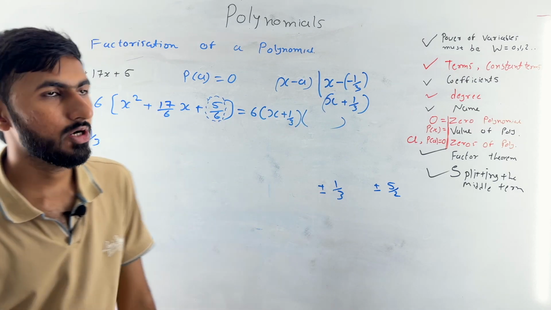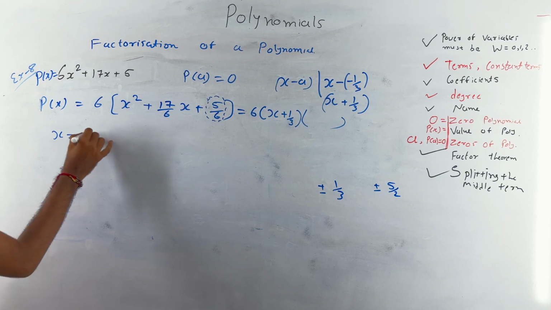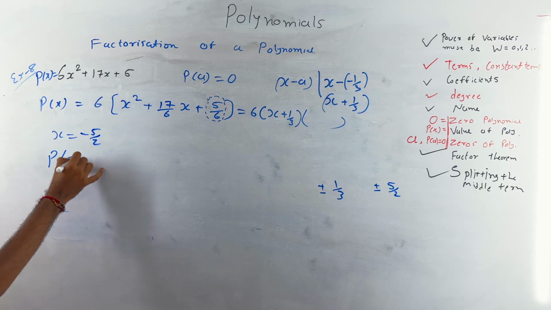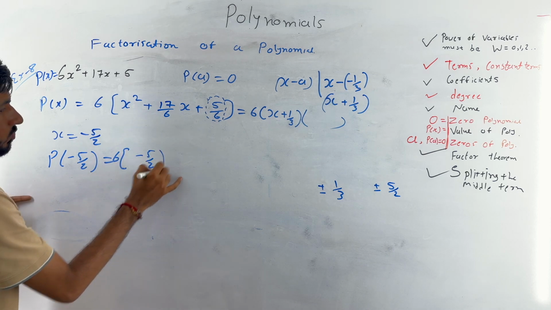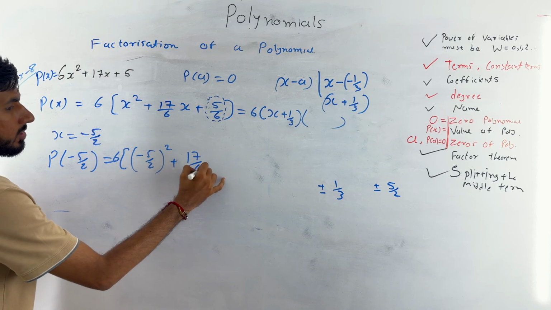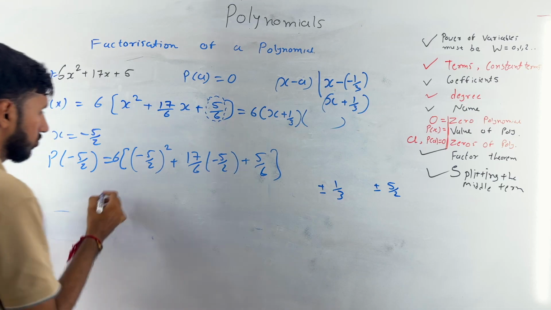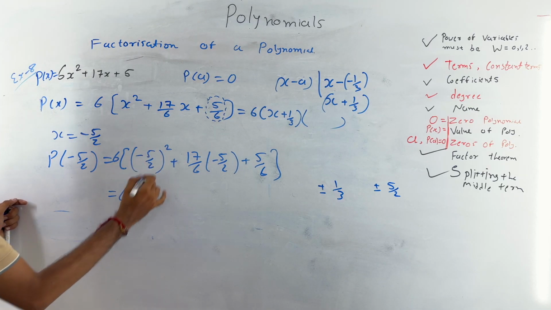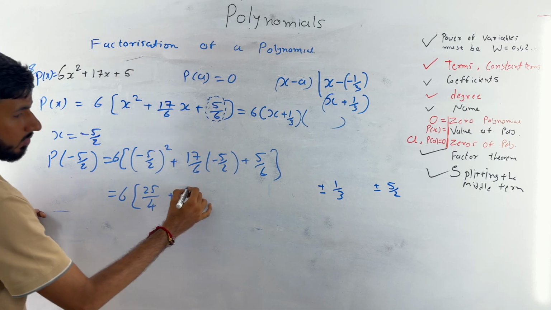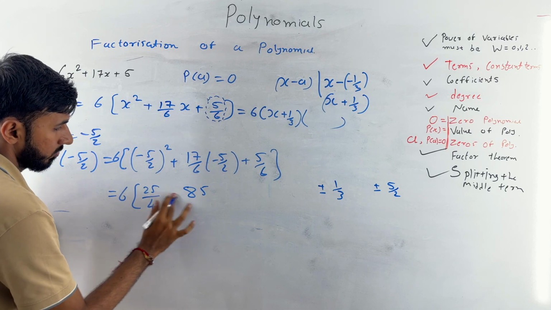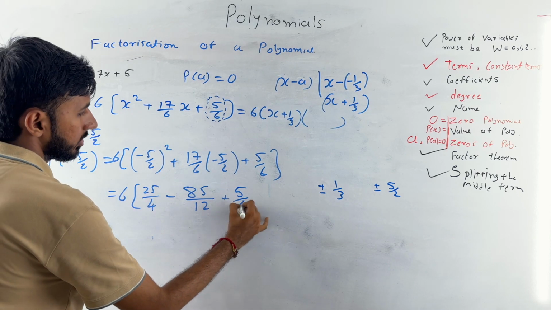Now let me use minus 5 by 2. So if I take x equal to minus 5 by 2, P of minus 5 by 2 will be 6 multiplied by (minus 5 by 2) squared plus 17 divided by 6 in bracket (minus 5 by 2) plus 5 by 6. Right? So my answer will be minus 5 squared, that is 25 divided by 4, plus here I have 85, and I have to change the sign to negative, right? Divided by 12. Now I have 5 divided by 6.